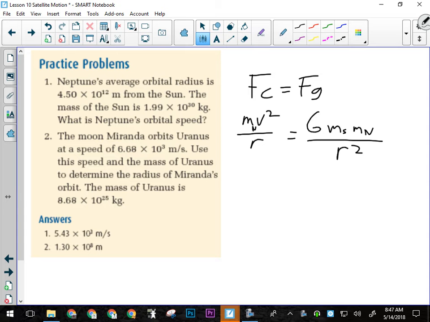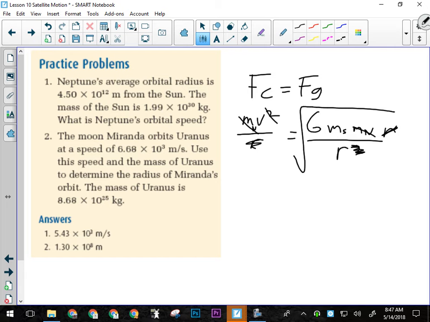We are trying to find the speed of Neptune in its orbit, so I need to get v by itself. I'm going to multiply both sides by r, and when I do that, the squared is going to cancel on the bottom. Now r is gone. The mass of Neptune is going to cancel on both sides as well, which is good because I was never given it. And I need to find v, not the square of v, so I've got a square root.